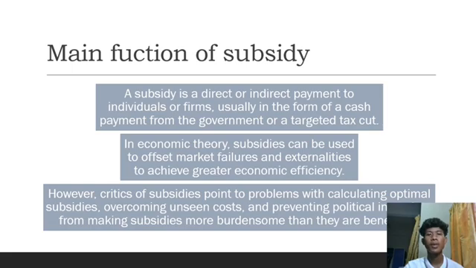Main function of subsidy. A subsidy is a direct or indirect payment to individuals or firms, usually in the form of a cash payment from the government or a targeted tax cut. In economic theory, subsidies can be used to offset market failures and externalities to achieve greater economic efficiency. However, critics of subsidies point to problems with calculating optimal subsidies, overcoming unseen costs, and preventing perverse incentives from making subsidies more burdensome than they are beneficial.